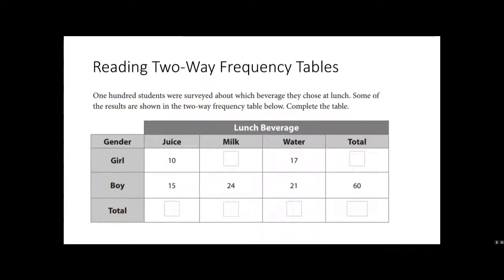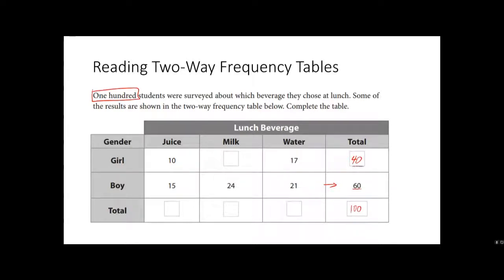All right, so reading two-way frequency tables. This is where we have to kind of fill in the blank and think about how to read the tables and how to finish all the missing data, okay? So again, we have 100 people, and that's where I like to start. And notice how we already have a total of boys being 60. Well, that means there's 40 missing, and they all have to be girls, okay?